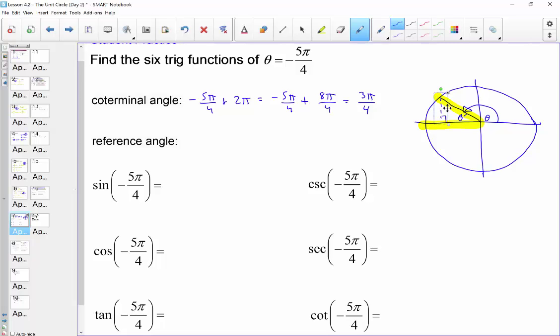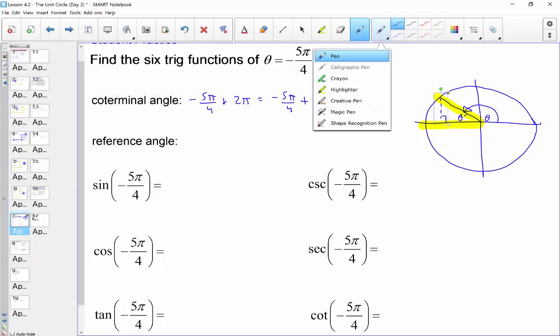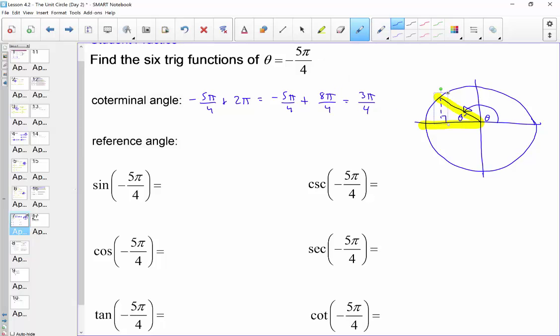And now let's go ahead and determine our reference angle. Our reference angle is going to be pi minus 3 pi over 4, the terminal side of our angle. We're going to use a common denominator of 4, so we'll have 4 pi over 4 minus 3 pi over 4 equals pi over 4. So our reference angle equals pi over 4, or equivalently 45 degrees.